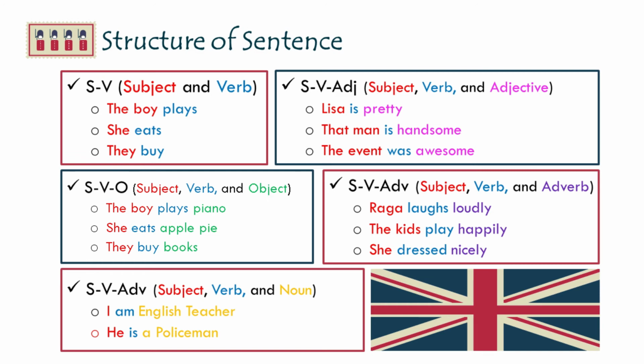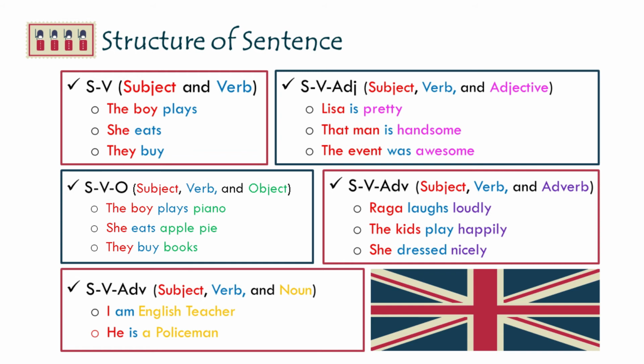For the subject and verb, the example is they buy. They as the subject and buy as the verb. Now for the subject, verb, and object. For example, they buy books. They as the subject, buy as the verb, and books as the object. And now for the subject, verb, and adjective. The example is Lisa is pretty. Lisa as the subject, is as the verb, and pretty as the adjective.